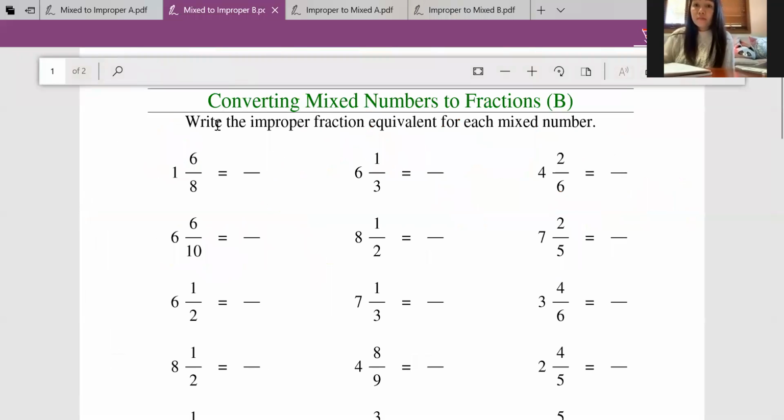And when you're doing this process, there's a couple things to remember. You're multiplying the denominator by the whole number, and then you're adding the numerator, and the denominator stays the same. So it literally would look like 1 6/8 would look like this: 8 times 1 plus 6 over 8. So I know 8 times 1 is 8. 8 plus 6 is 14. And the denominator stays the same.